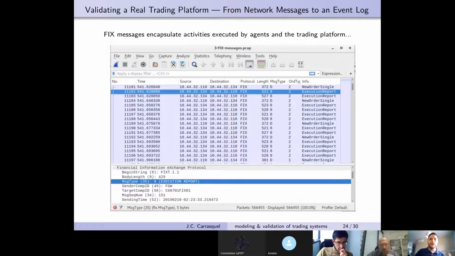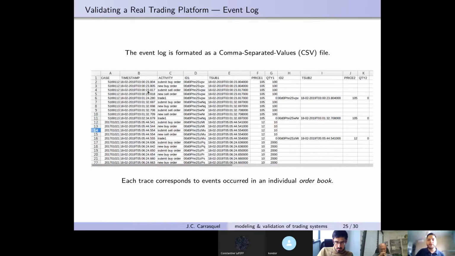This is how the FIX messages look, just to give you an idea. This is in Wireshark, a program for looking at network packets. And the idea was to extract from all these messages the behavior of the agents. And we got to this kind of event log.